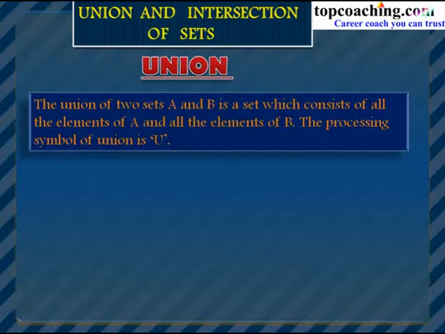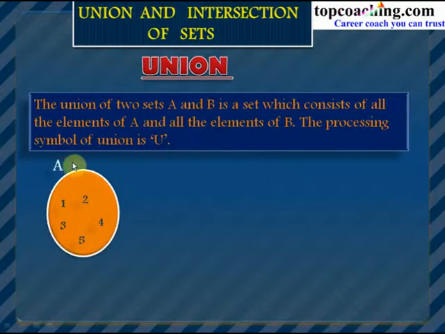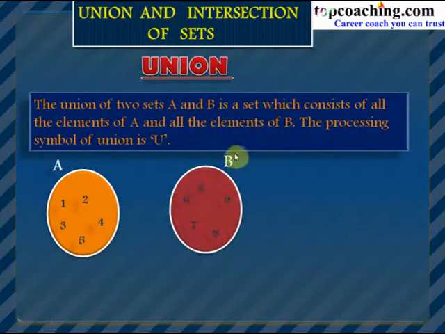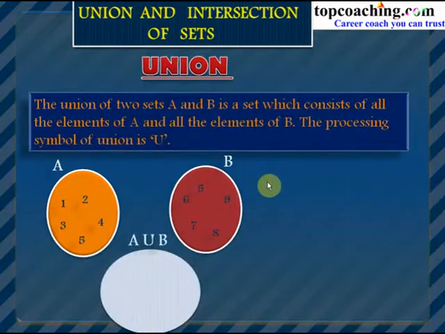This combined set is known as the union of two sets A and B. But one thing to remember is that the common elements are only written once in the union of sets. Let's take an example. Let us say that we have a set A in which these are the elements. We have another set B in which we have the elements 5, 6, 7, 8 and 9. Now what is the union of A and B?